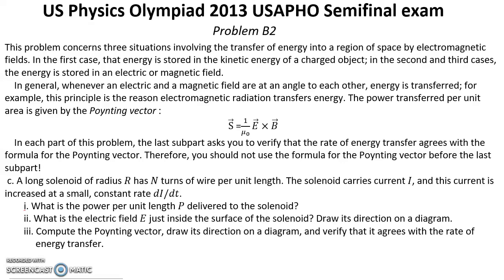First question. What is the power per unit length P delivered to the solenoid? Question 2. What is the electric field E just inside the surface of the solenoid? Draw its direction on a diagram. Question 3. Compute the Poynting vector, draw its direction on a diagram and verify that it agrees with the rate of energy transfer.